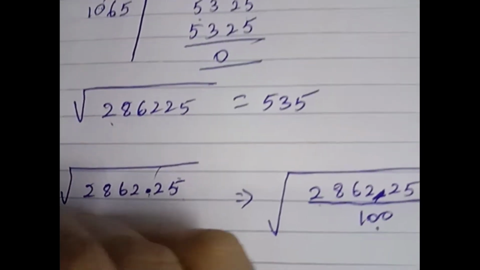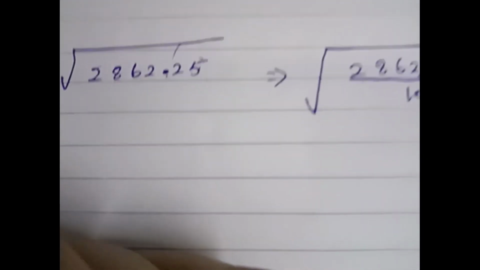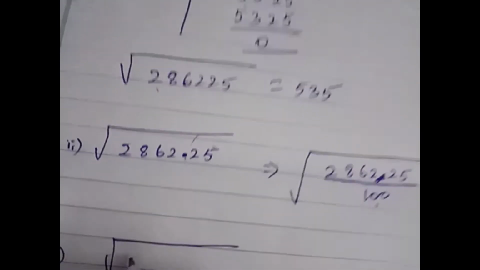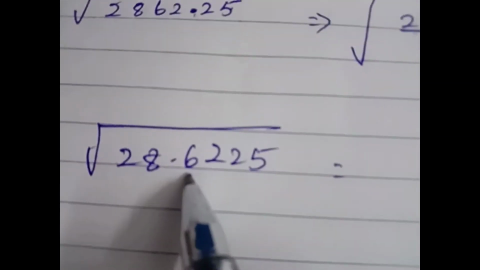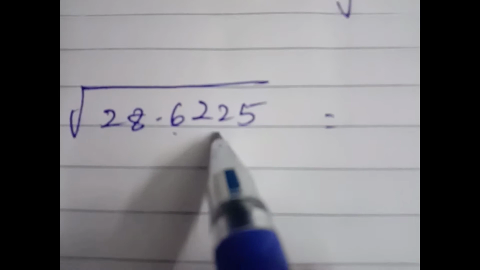Next one, that is the square root of 28.6225. So here, before 4 numbers they have given the point. So to remove this point, you have to divide it by 10,000.